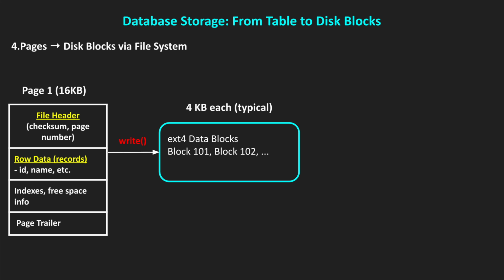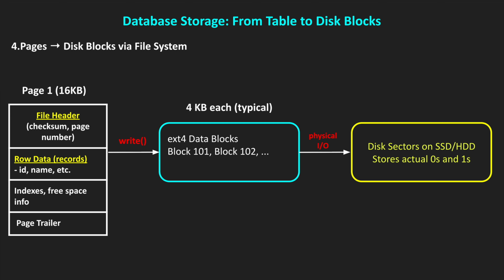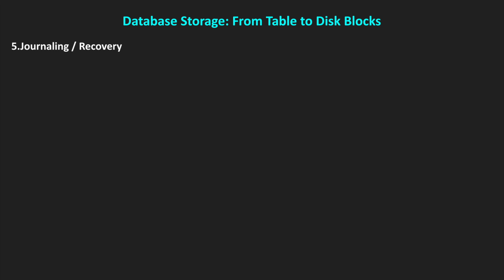After that, the file system saves those data blocks as physical zeros and ones, using the disk sectors on the SSD. Each block is also mapped to several disk sectors. Again, if you haven't watched my video on the file system, please watch that first, because there I explain in detail how exactly data blocks are mapped to disk sectors. Now let's go to the next one. In the next step, we do journaling and recovery.